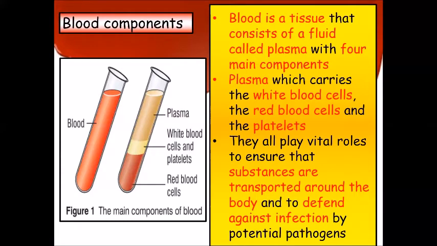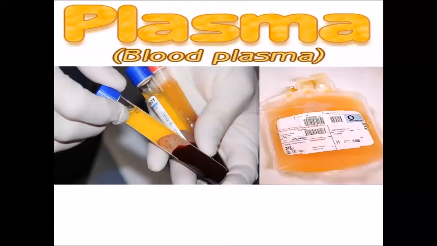So plasma is the major part of the blood. Like I said, it's about 55%, and it's a yellowish fluid. You can see it separated there in that picture. So it's vital to carry everything else. It's the substance that everything else floats in.